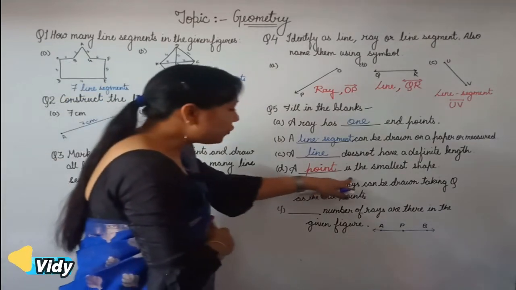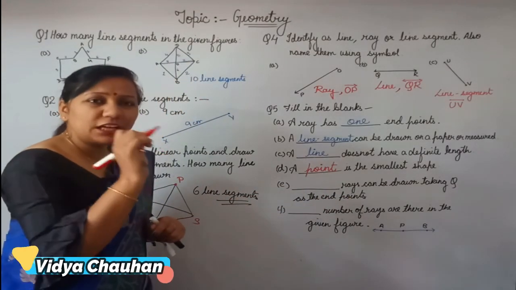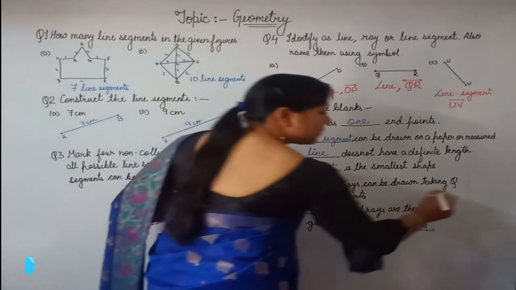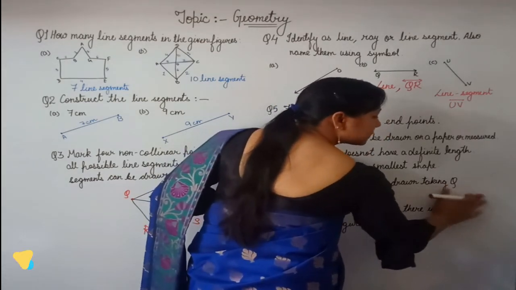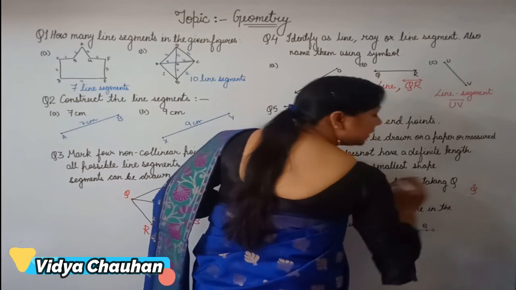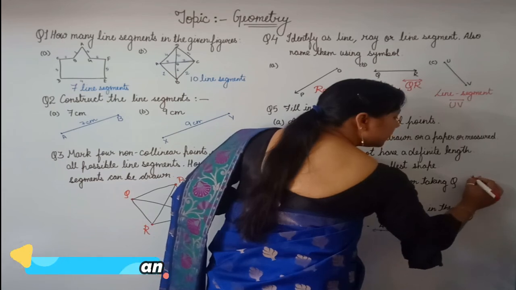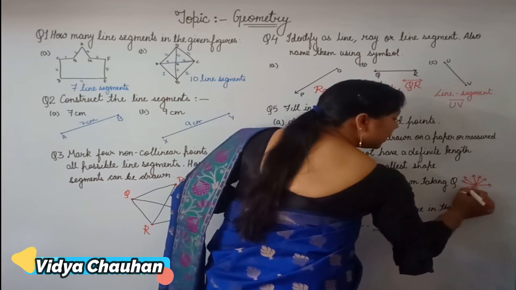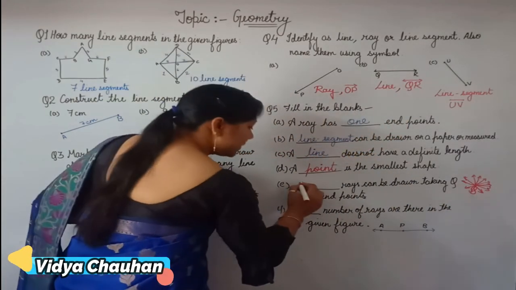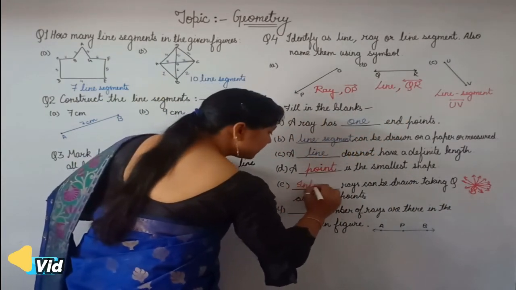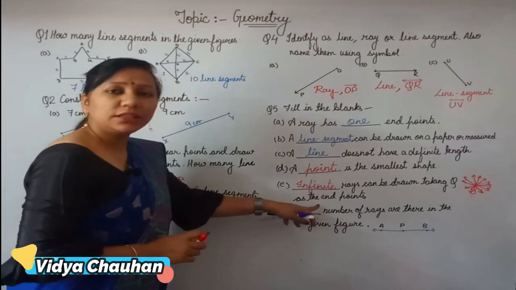E part: dash rays can be drawn taking Q as the end point. If Q is the end point, that means a fixed point, how many rays can we draw? Suppose this is our point Q and it is asked how many rays you can draw from this point. I can draw infinite number of rays from the fixed point Q. So our answer is infinite.